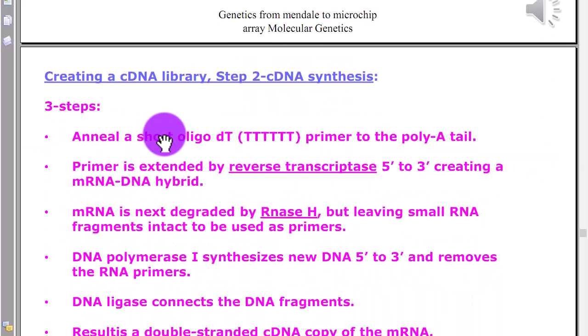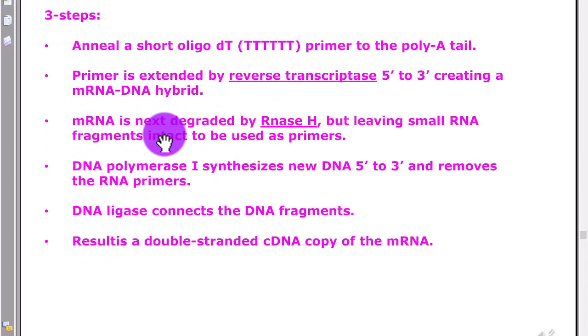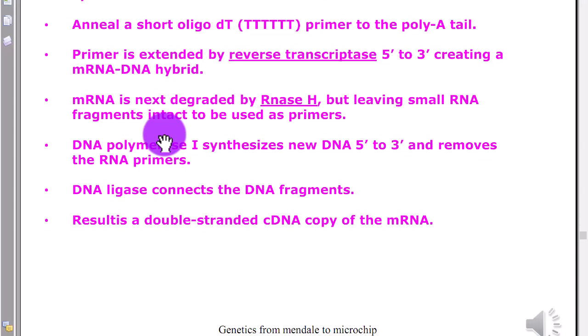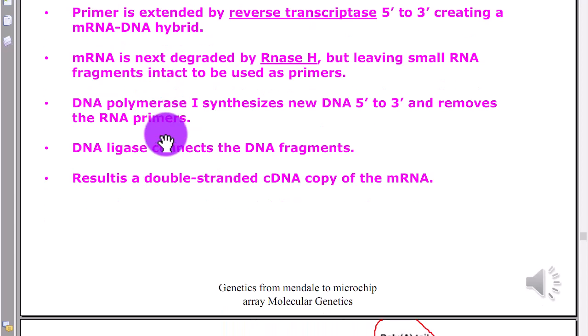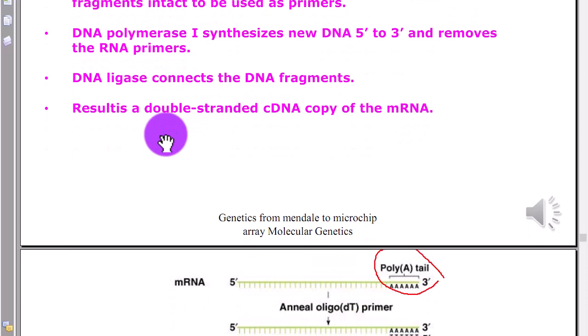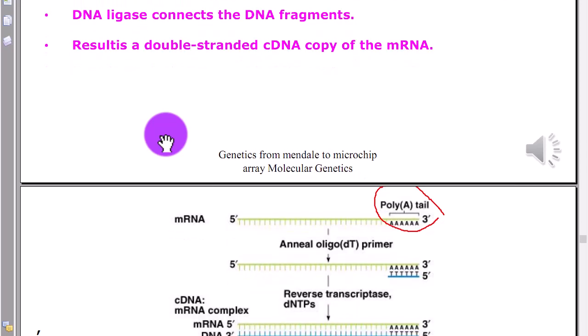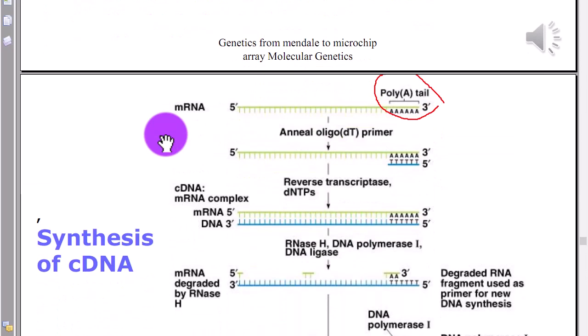Creating a complementary DNA library. Step 2. Anneal a short oligo dT primer to the poly A tail. The primer is extended by reverse transcriptase 5' to 3', creating a messenger RNA-DNA hybrid. The messenger RNA is next degraded by RNase, leaving small RNA fragments intact to be used as primers. DNA polymerase synthesizes new DNA 5' to 3' and removes the RNA primers. DNA ligase connects DNA fragments, resulting in a double-stranded complementary DNA copy of messenger RNA.